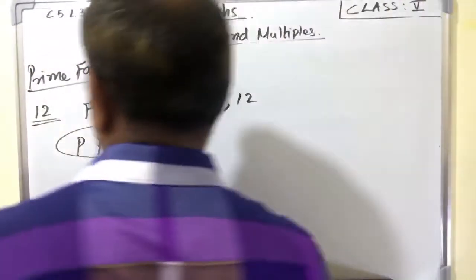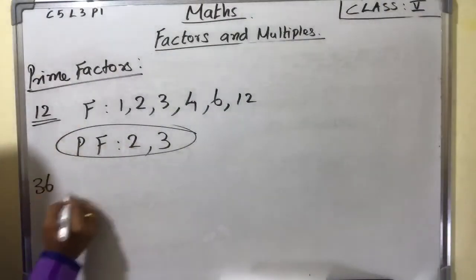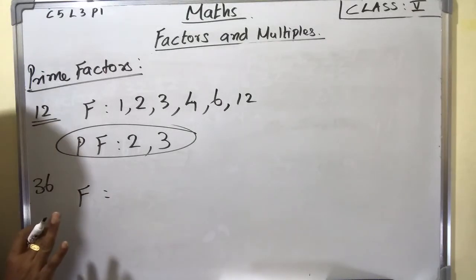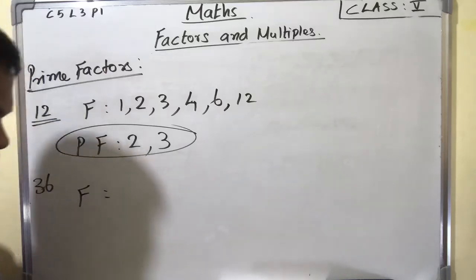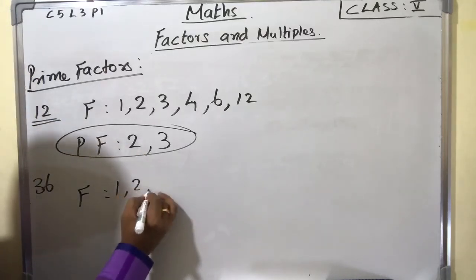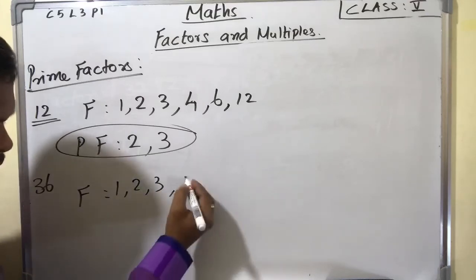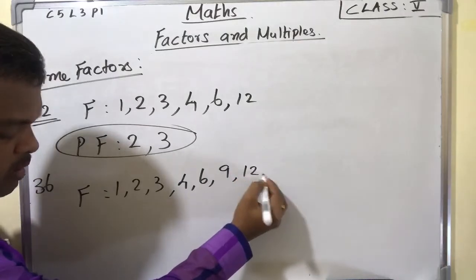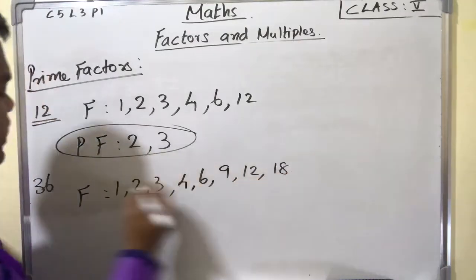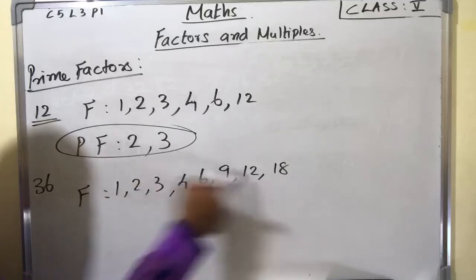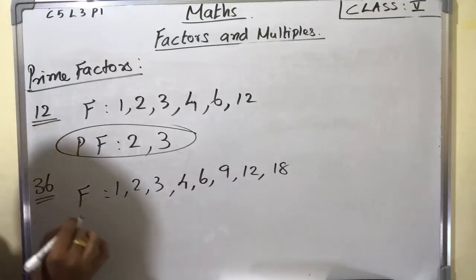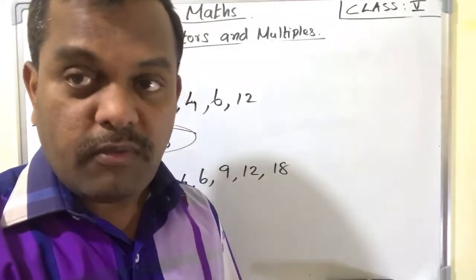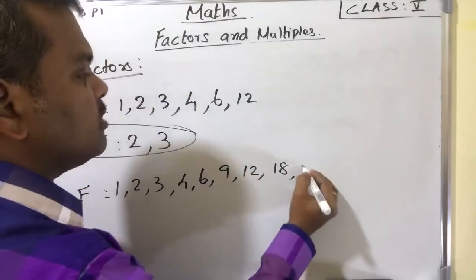One more example, 36. You know the factors of 36. First you should write the factors. After that only we can find prime factors. Okay, factors of 36. What are the factors of 36? 1, 2, 3 and 4, 6, 9, 12, 18 will divide 36. 18 is the half of 36. I told you, if you find half of any number, or more than half, after that the same number only.